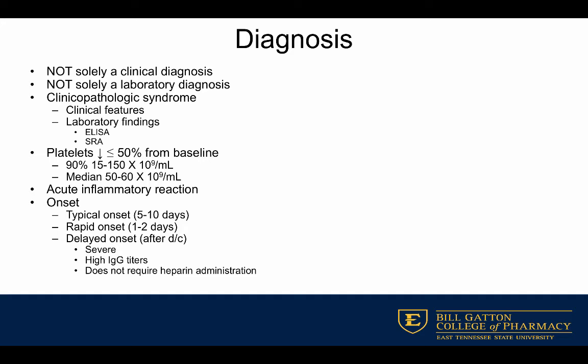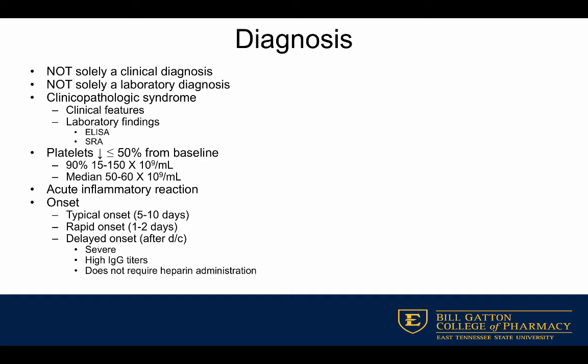Typically, patients are screened with an ELISA test, or enzyme-linked immunosorbent assay, and that is a fairly easy assay that can be done at most hospitals. It may not be done immediately, but oftentimes it's done overnight, so it's very easy to get that test. In contrast to that, the SRA, or serotonin release assay, is the recommended confirmatory test.